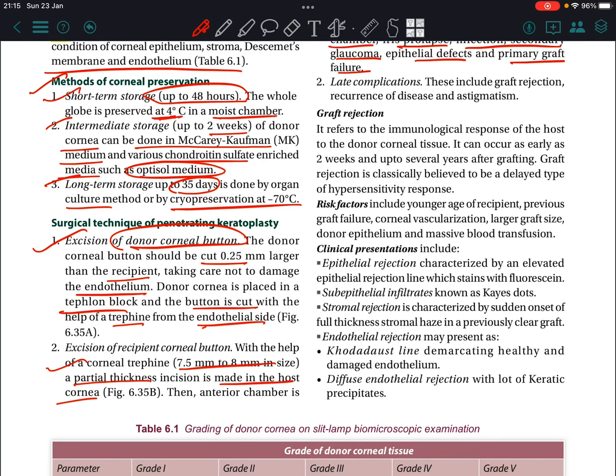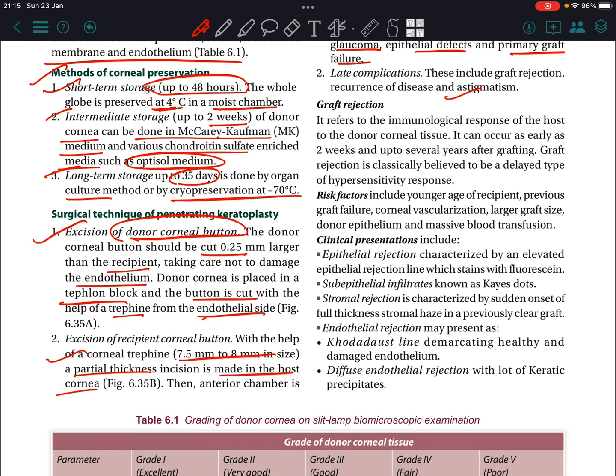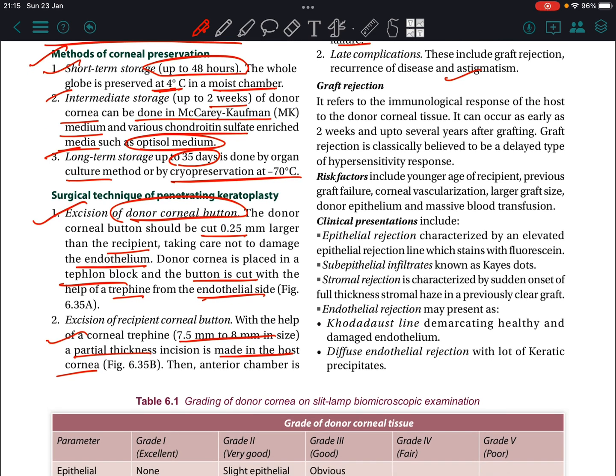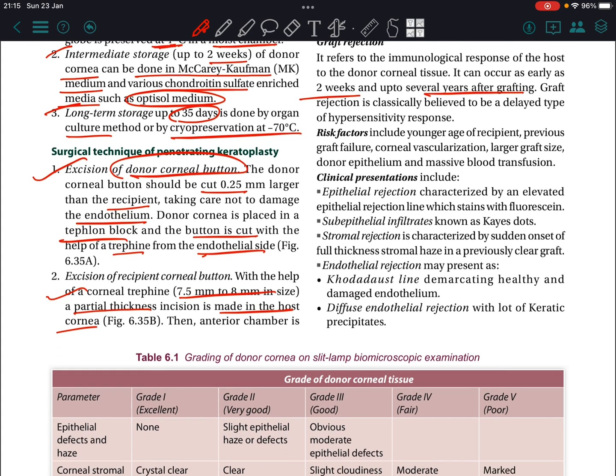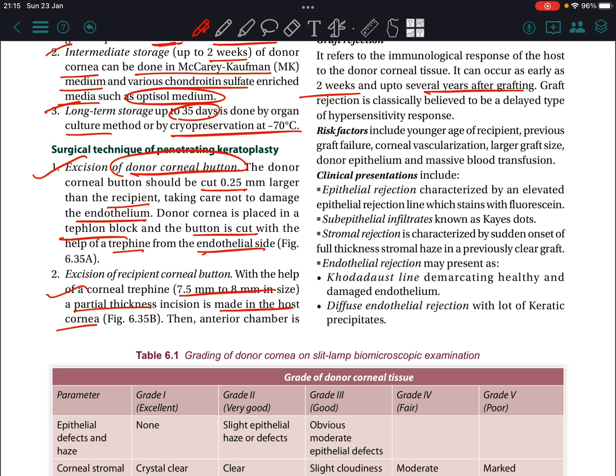Late complications include graft rejection, recurrence of disease, and astigmatism. Graft rejection refers to the immunological response of the host to donor corneal tissue. It can occur as early as 2 weeks up to several years after grafting. Graft rejection is classically believed to be a delayed type of hypersensitivity response.